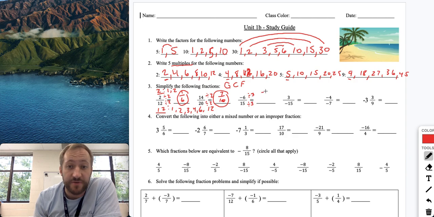Negative 6 divided by 3 is negative 3. 15 divided by 3 is 5. So that's the simplified version of that one. Notice how I keep the negative in the numerator.